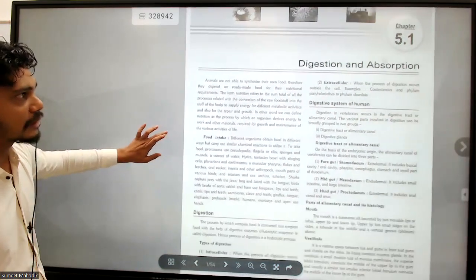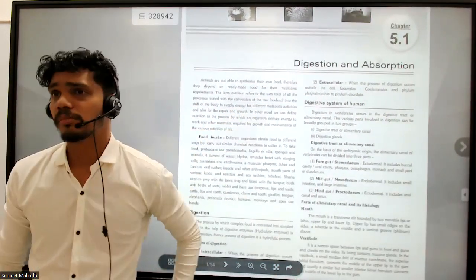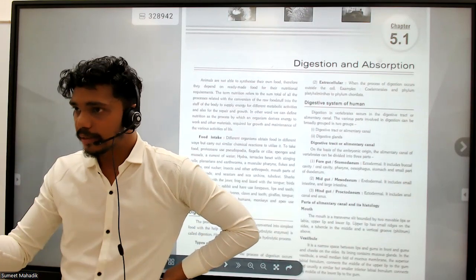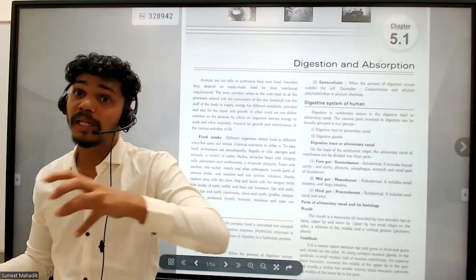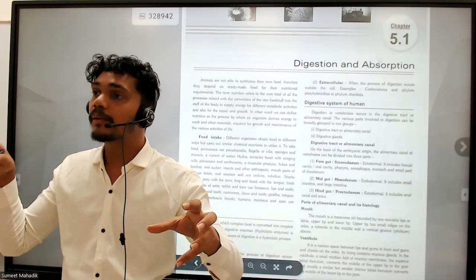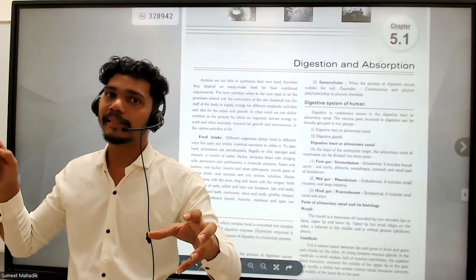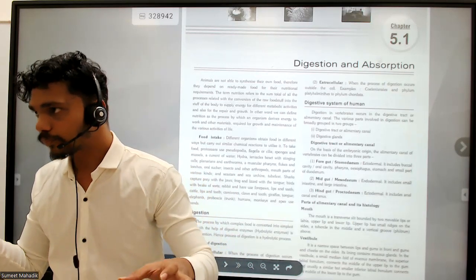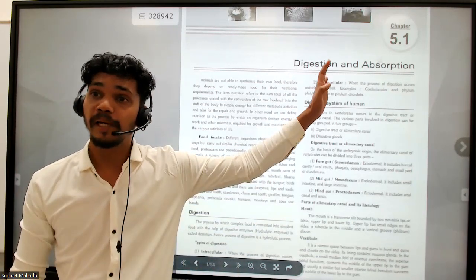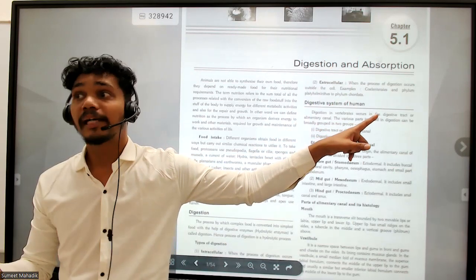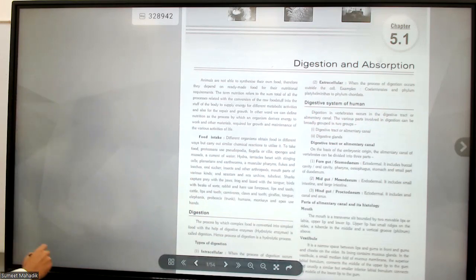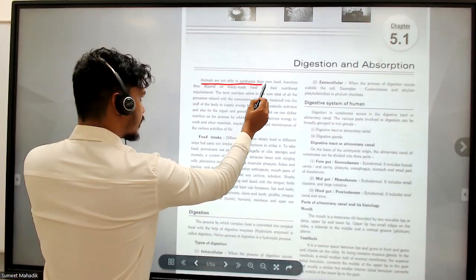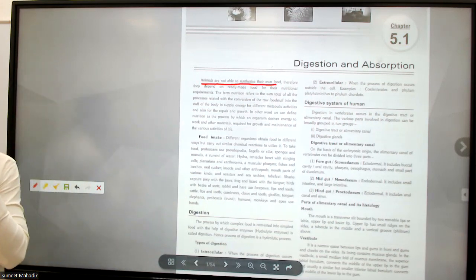When you talk about digestion, why is there absorption? That is a question. Once you digest, you definitely get glucose or other minerals, and that has to be absorbed. Digestion is mostly done by the GIT, the gastrointestinal tract, mostly in the stomach. Then absorption should be in the small intestine, and the large intestine for unwanted material, right? Okay. So the first thing: animals are not able to synthesize their own food because we are not autotrophs, right? Are we autotrophs? No.